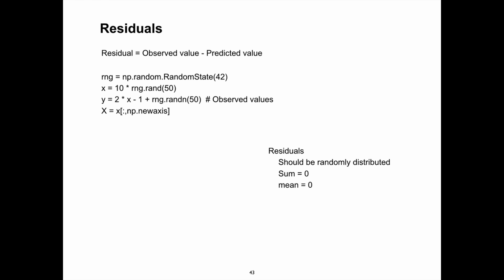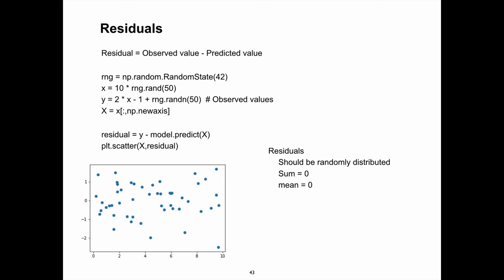So here I'm creating my observed values, my fake data, and then I get the model and fit it. And now here are my predicted values, here are my actual values. I subtract them off. And what should happen is that the plot should look random, right? And it should be centered around 0.